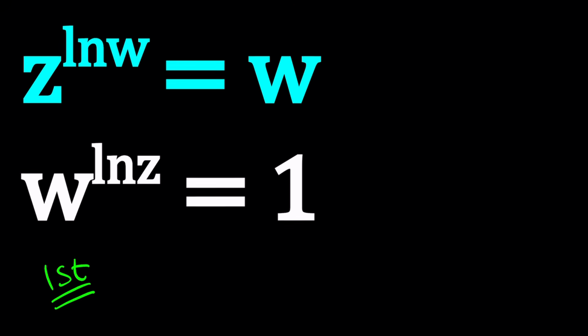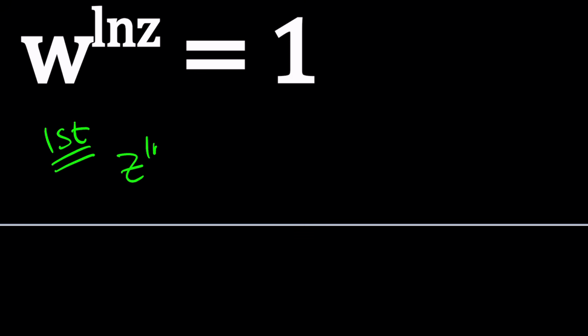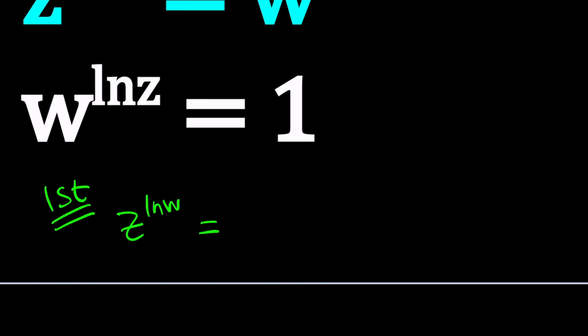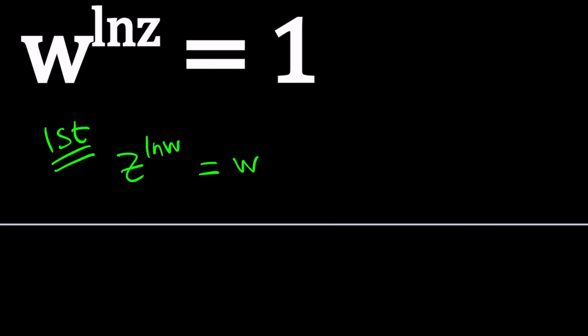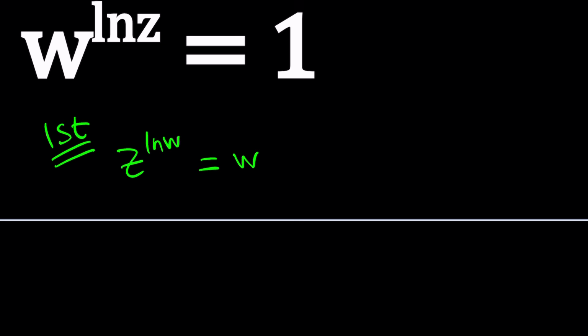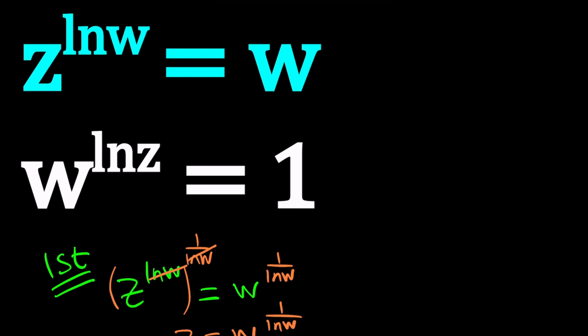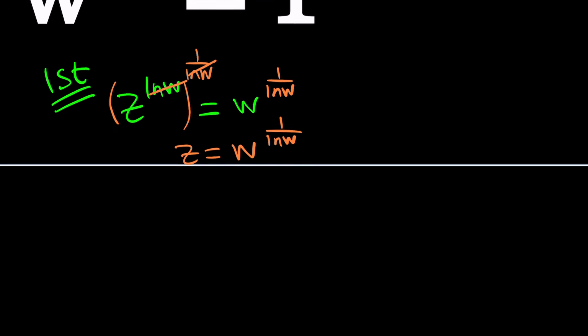So starting with the first equation, z to the power ln w is equal to w. Do you think we can isolate z from here? Maybe write it in terms of w. If you raise both sides to the power 1 over ln w, you're going to get something like this. These two are going to cancel out, and from here we get z equals w to the power 1 over ln w. And is that something we can use inside the second equation? Let's go ahead and test it out.